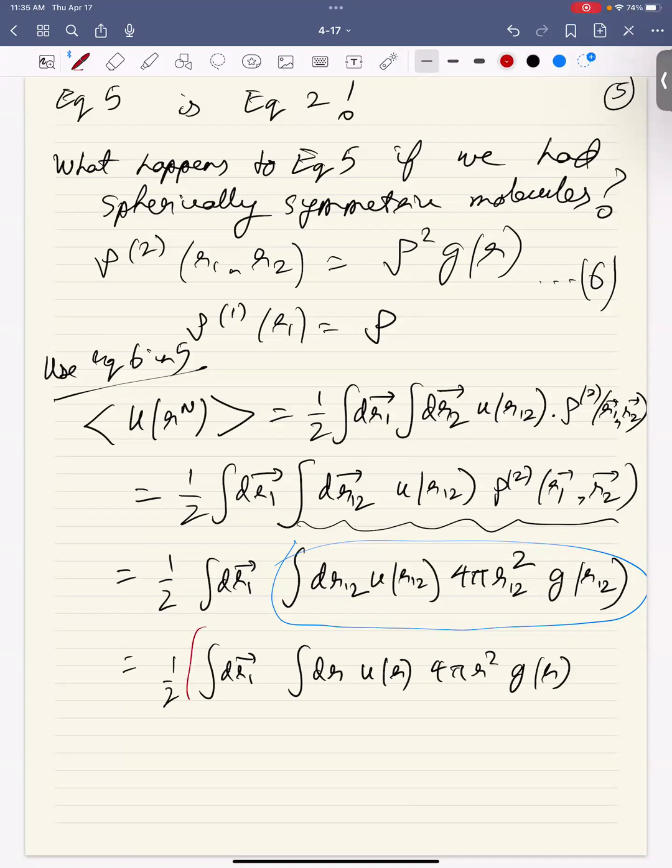Furthermore, this thing in the red and this thing in the blue are two separate integrals that are a product of each other. What is the value of integral dr1? V, it's the volume, right? It has to go everywhere. So this thing now becomes half V.